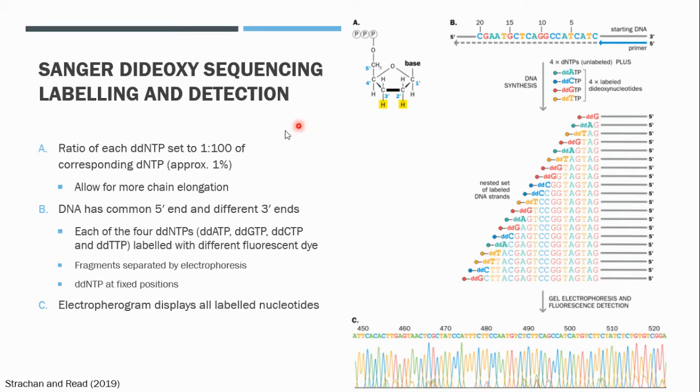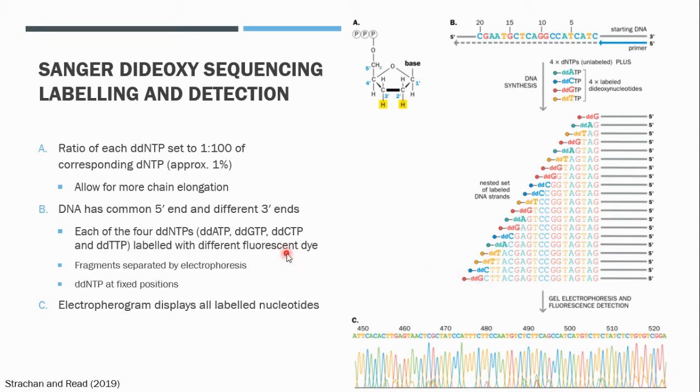Now, the reason we incorporate such a small percentage of the dideoxynucleotides is because we would like to favor chain elongation. So we incorporate the ddNTPs at 1% of each of the corresponding dNTPs. So this will favor elongation of the chain from the 5' end.